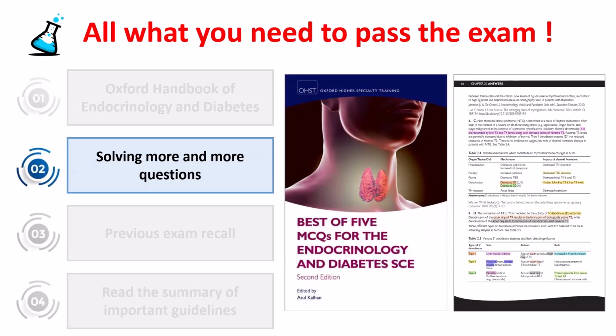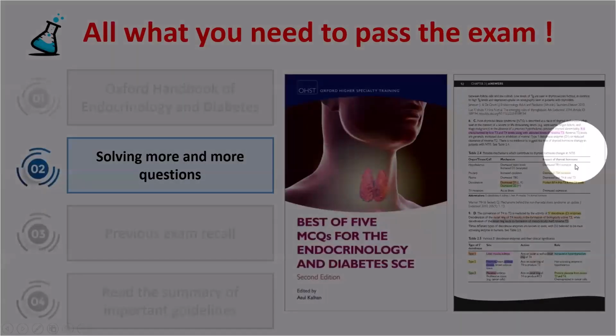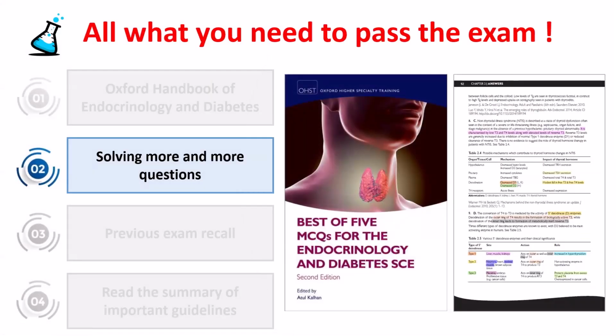One of the most important sources is a textbook based on 5 MCQs for endocrinology and diabetes, this book. And actually, the book contains about 319 questions in the 2nd edition, which is very important. And actually, it is not only important to solve the questions, but to solve the questions and read the explanation, because the explanation contains a lot of data that may be another question in the exam. So this book, 2nd edition, is mandatory, one of the most important sources to study well before the exam.